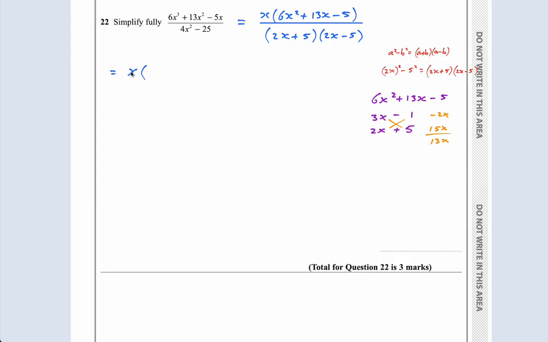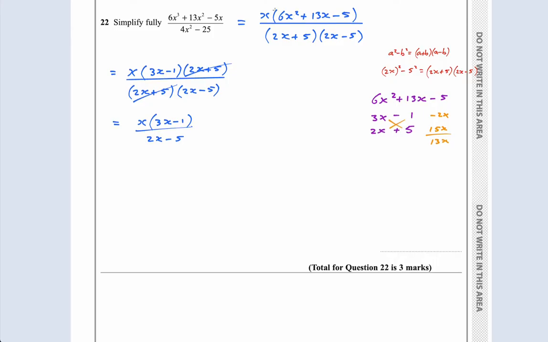So the numerator is now actually x times 3x minus 1 times 2x plus 5, all divided by 2x plus 5 times 2x minus 5. And this cancels with this. And we're left with x times 3x minus 1 over 2x minus 5. And that's it. That is my answer. Put it there. Okay, done.